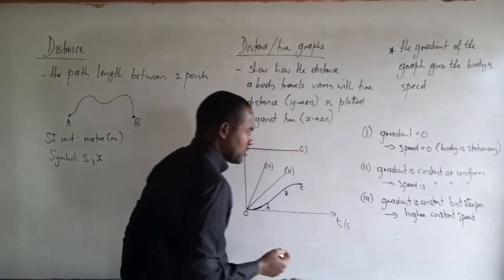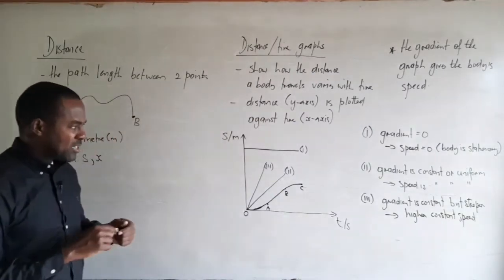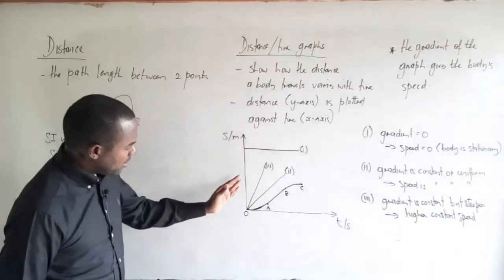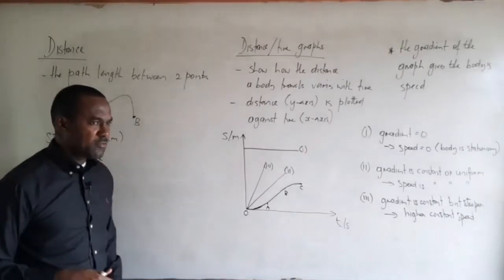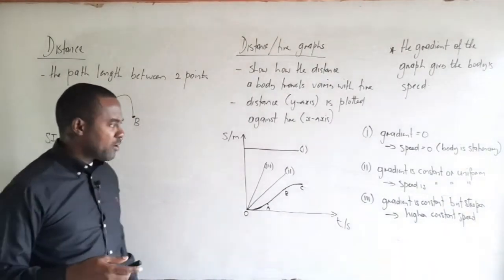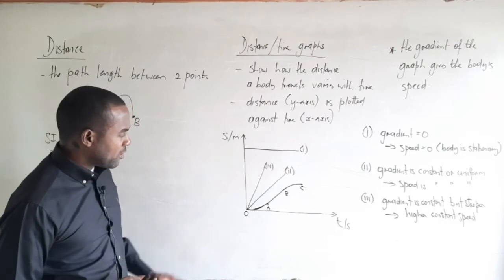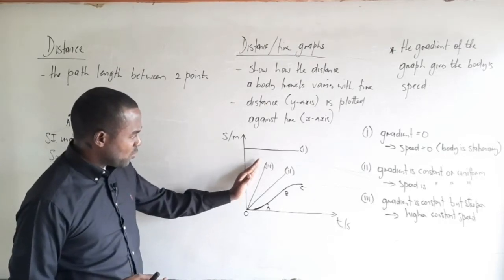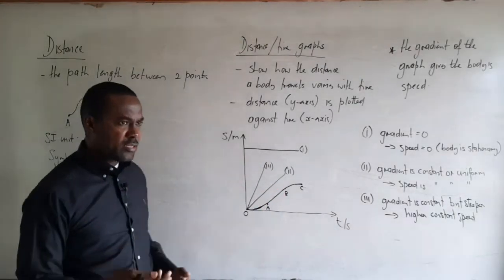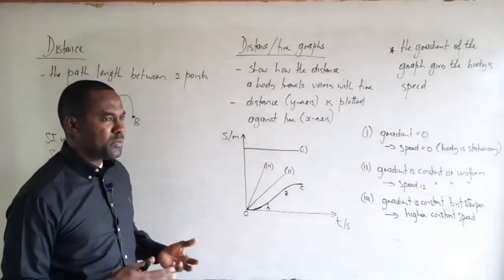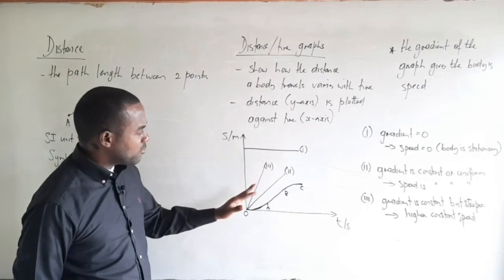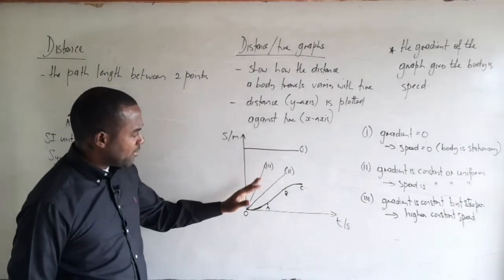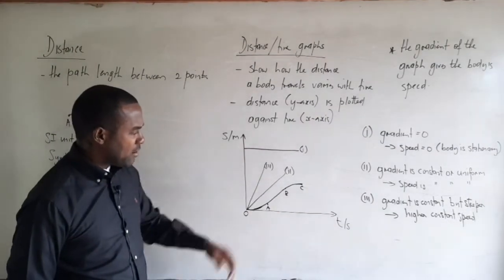Right? So graph 3 shows a straight line with a uniform or constant slope, and this therefore means that the speed is uniform or constant. But of course, because graph 3 has a steeper slope than graph 2, its gradient is larger and therefore its speed is larger. So graph 3 represents a body which is moving at a constant speed but at a higher speed than in graph 2.